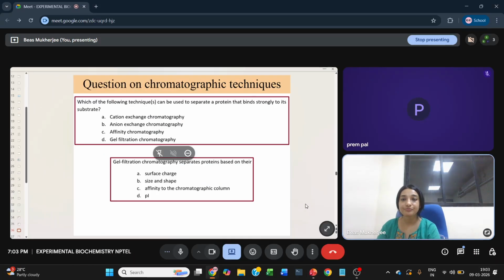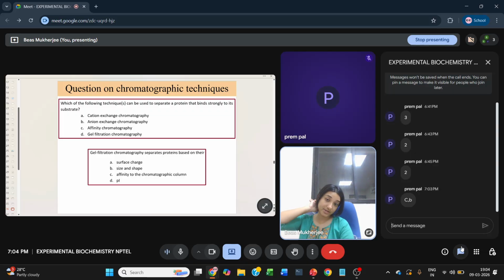Okay. Now we have, which of the following techniques can be used to separate a protein that binds strongly to its substrate? Okay, so cation exchange chromatography, anion exchange chromatography, and then we have affinity chromatography and gel filtration chromatography. For the second question, gel filtration chromatography separates proteins based on their dash.